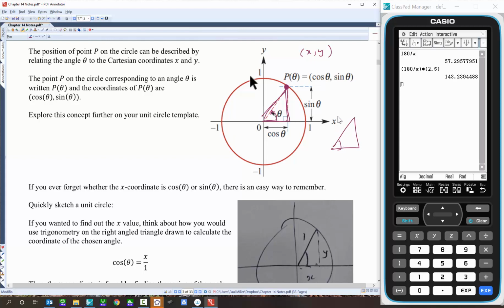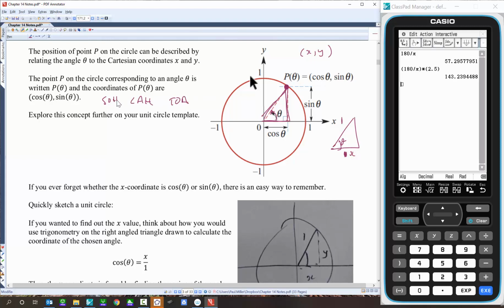Now, what do we know about this right angle triangle? I know that that value is 1. If I'm looking for this value here, let's call that one x, what I'm going to do is note that to get this, given theta, I would do the adjacent over the hypotenuse. Remember back to SOHCAHTOA.